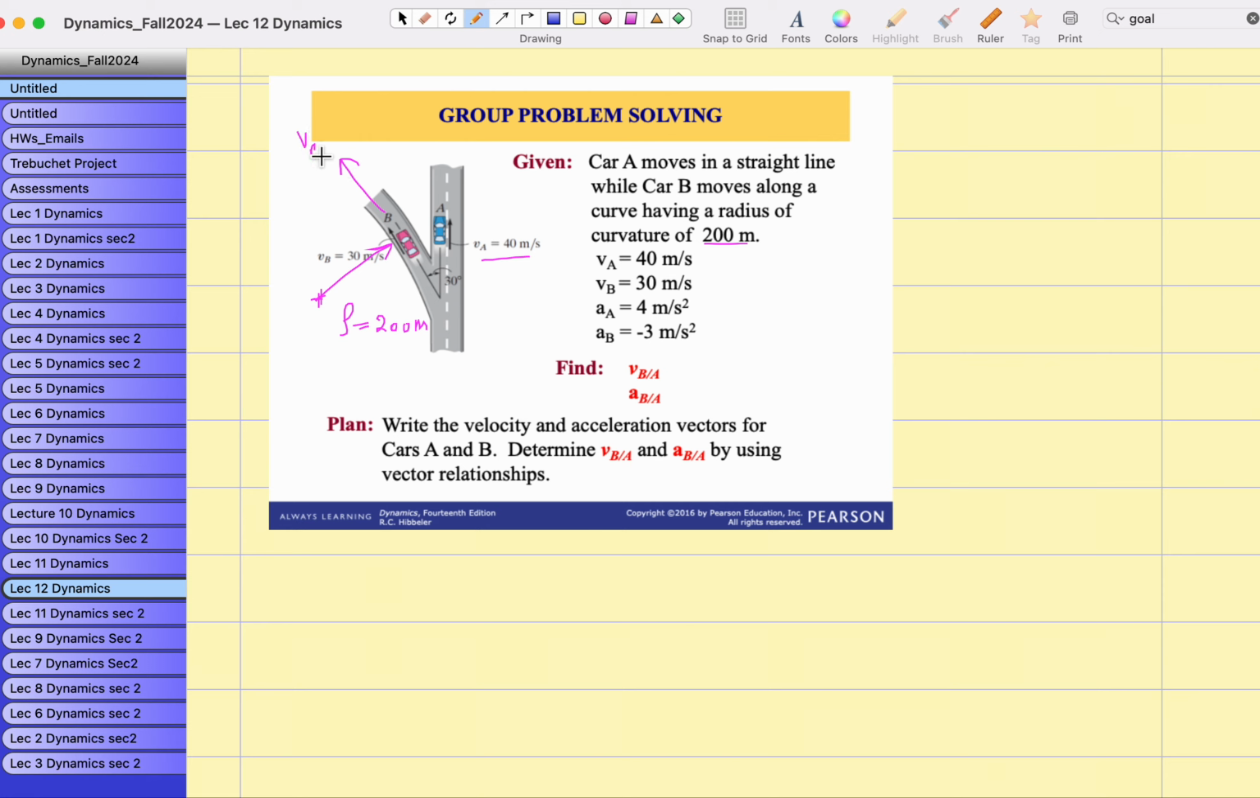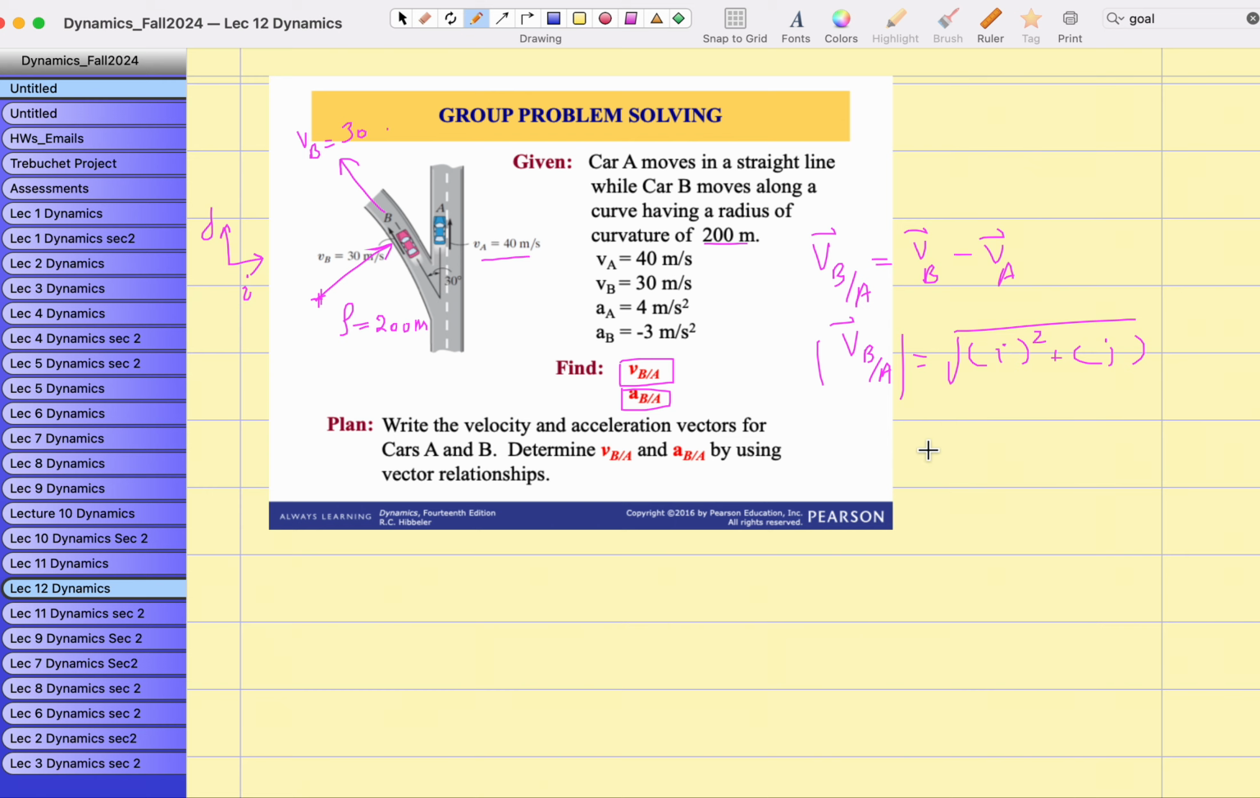VB is how much? 30. And if I take this I unit vector and J unit vector as a frame of reference, the acceleration A is also given and acceleration B. So you have to find out relative velocity and relative acceleration. Do you remember that the formula for VB from A is VB vector minus VA vector, and the magnitude formula is the ith component square plus jth component square, and the theta.